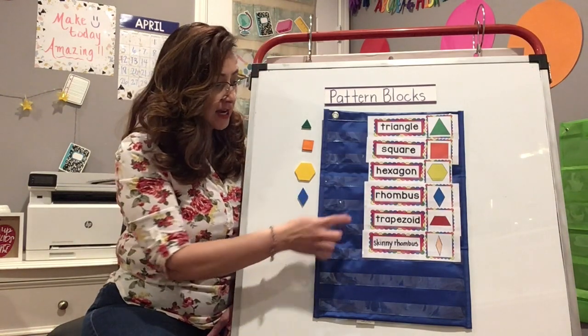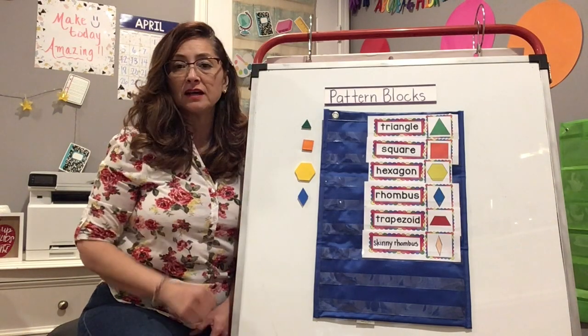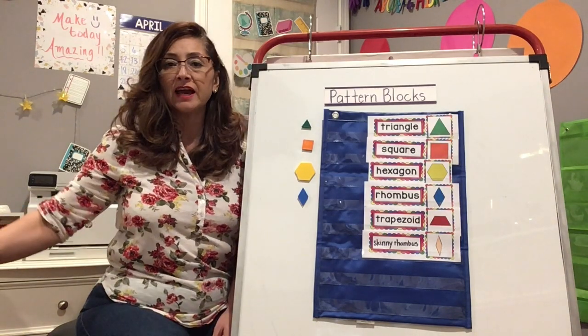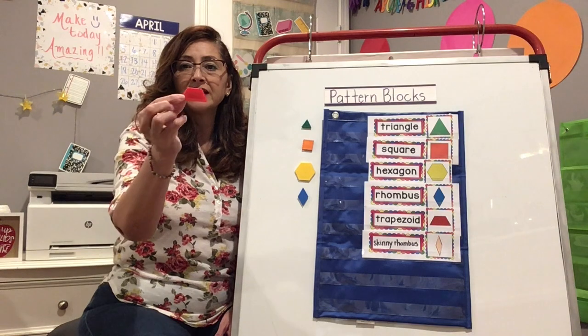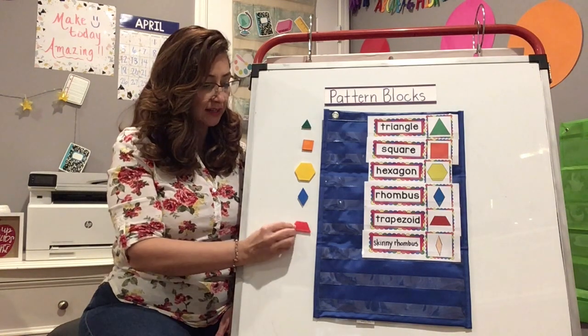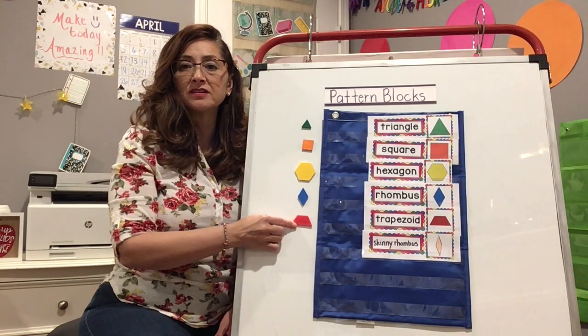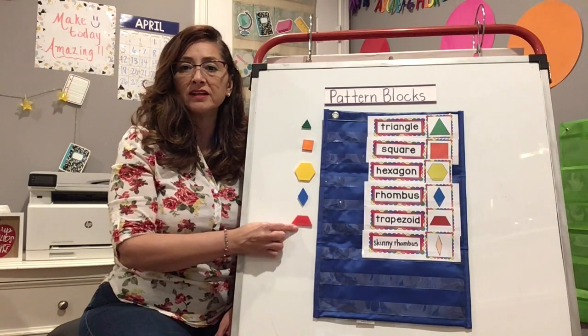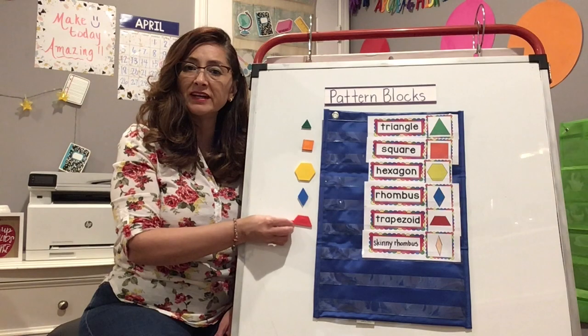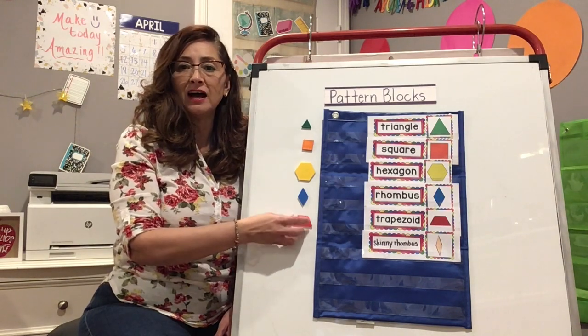Okay, our next shape that we're going to look at is this one here. Okay, this red block here. This shape, boys and girls, is called a trapezoid. Can you say trapezoid? Good job.